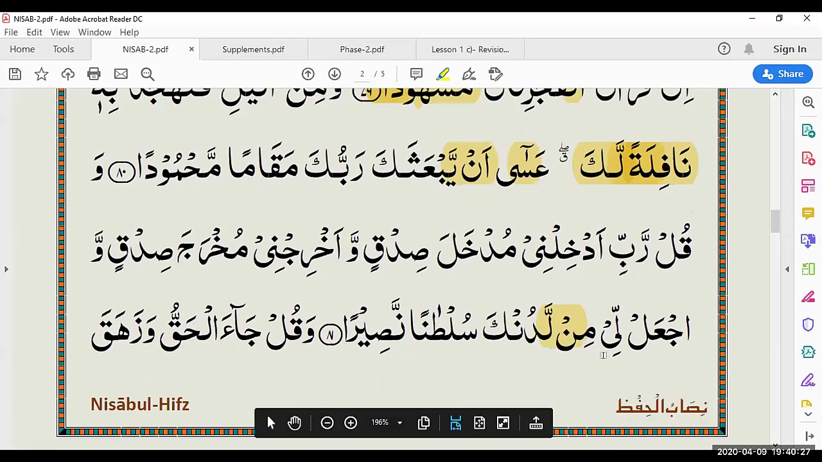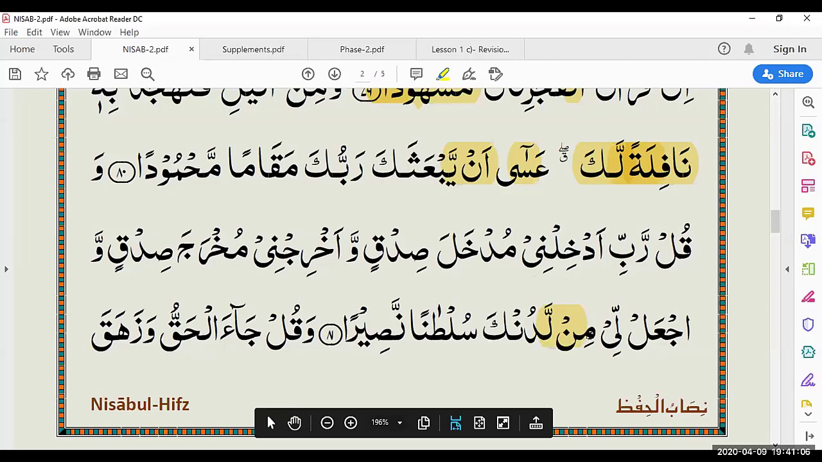I've highlighted this. Would you do a Ghunna sound here or would you not do it? No. No Ghunna sound. Okay. So what type of idgham is this? Is it idgham kamil or idgham naqis? It's idgham naqis. No. Wait. The other one, idgham kamil. Yeah, idgham kamil. Why did you say idgham naqis before? Honestly, I think I just got confused.